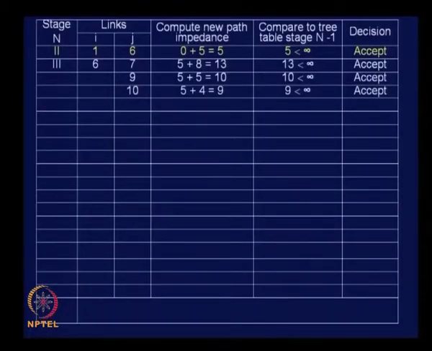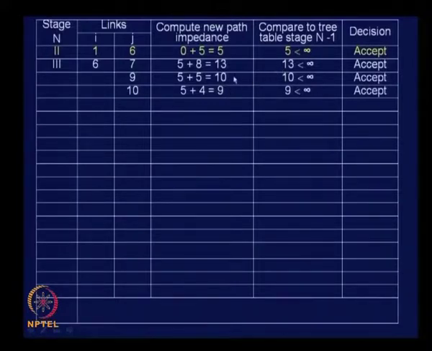If you do so, your I becomes 6 now. We are proceeding from 6, whereas in the earlier iteration 6 was J, now it is I, and J nodes are 7, 9 and 10 as we identified. The cumulative travel time from 1 to reach 7 through 6 is 5 plus 8, 13 minutes, and cumulative travel time to reach 9 from 1 through 6 is 5 plus 5, 10 minutes, and the cumulative travel time to reach 10 is 5 plus 4, 9 minutes.